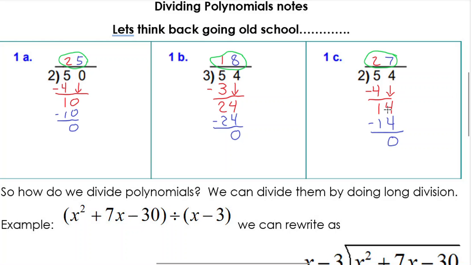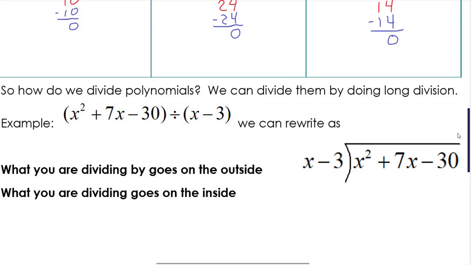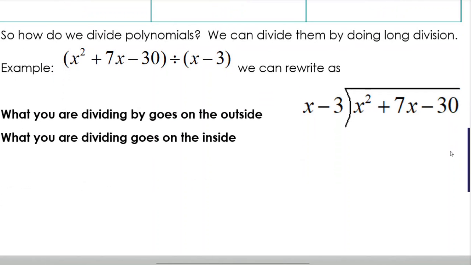Alright, so remember way back then when we learned long division? You're probably wondering yourself, why are we doing this? Well, we can divide polynomials by long division. For example, x squared plus 7x minus 30 divided by x minus 3. We can rewrite that as a long division problem, and that could be one way we can solve to get the answer to this polynomial question.